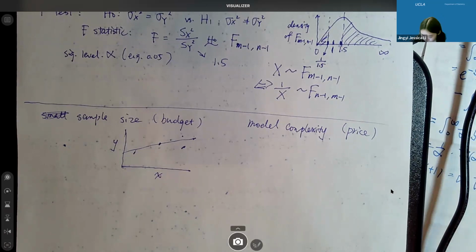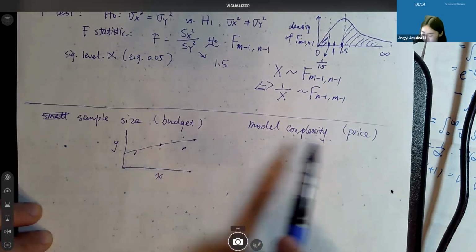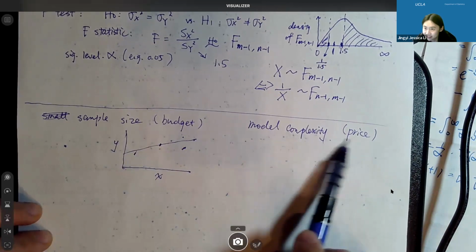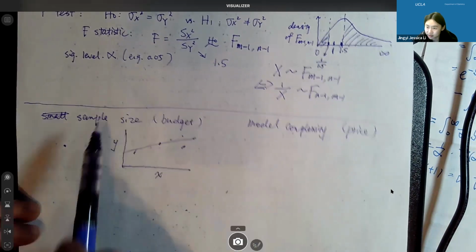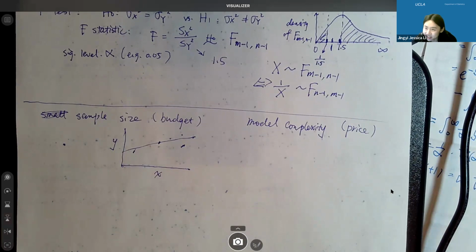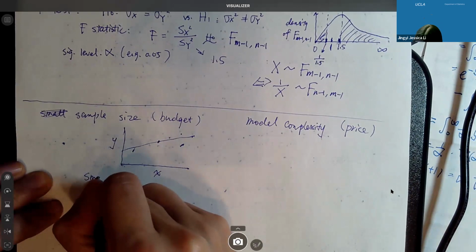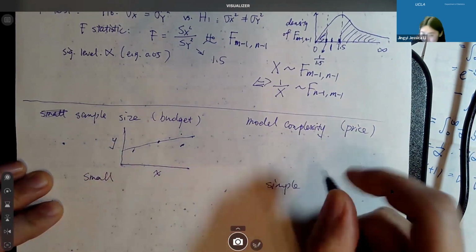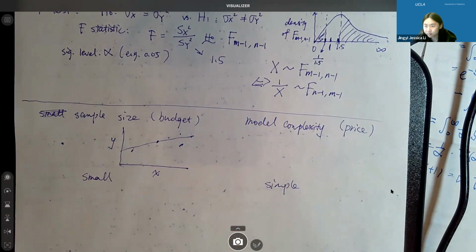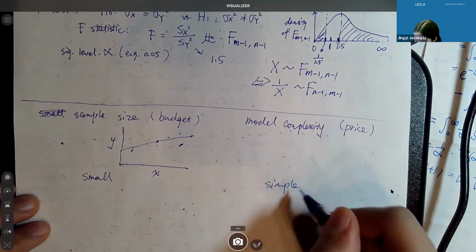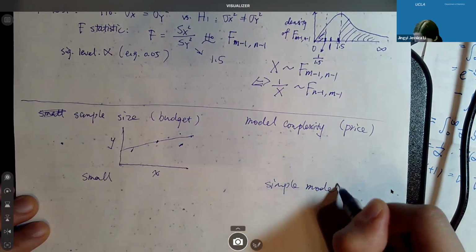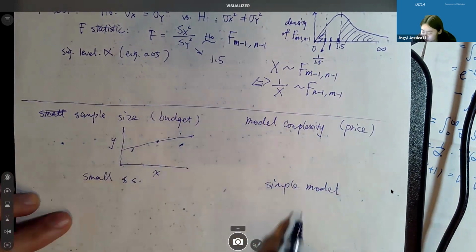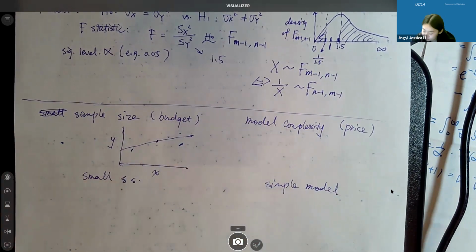So usually when we have a small budget, we can only buy a simple thing, a cheap thing. So a simpler model matches a small sample size. So small sample size goes with a simple model. Okay, they go hand in hand. But another problem is that usually the simple model, with the small sample size, has stronger assumptions.